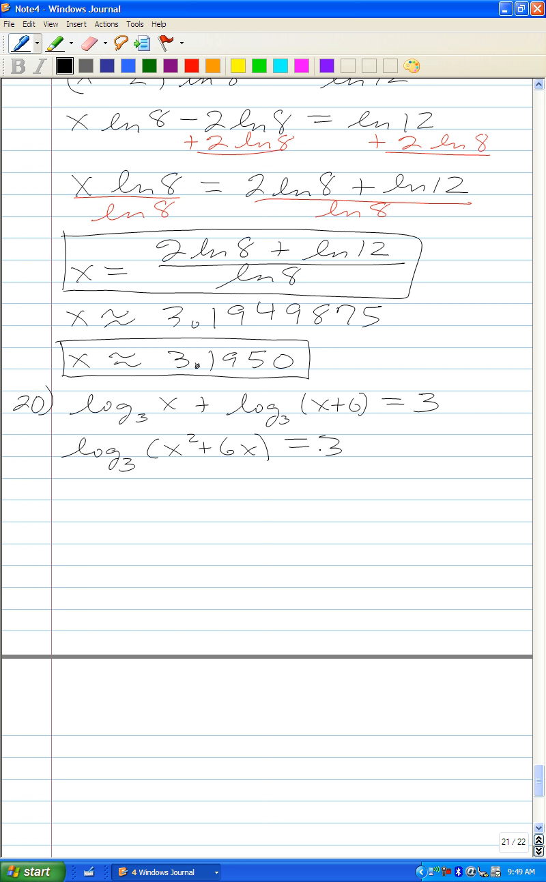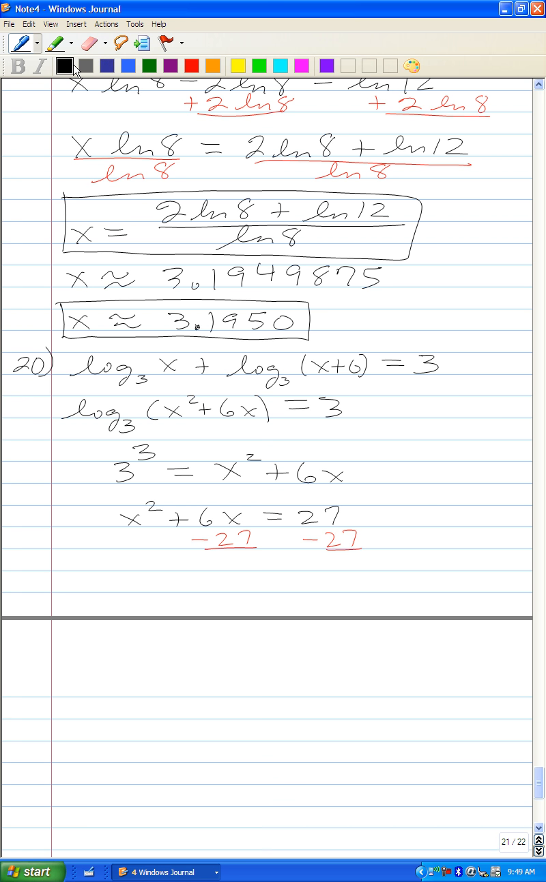So let's change this logarithmic form into an exponential form. The base is 3, the exponent is 3, and the result is x squared plus 6x. 3 cubed is 27. Subtract 27 from both sides of your equation.